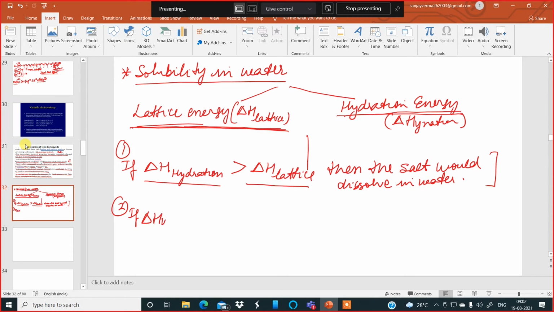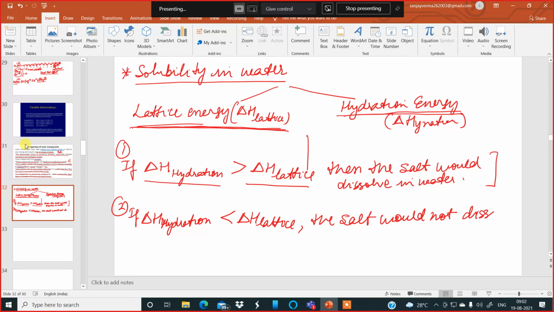The next is, if delta H hydration is less than delta H lattice energy, the salt would not dissolve in water. So these are the two things you must remember, with regard to solubility of ionic compounds in water.